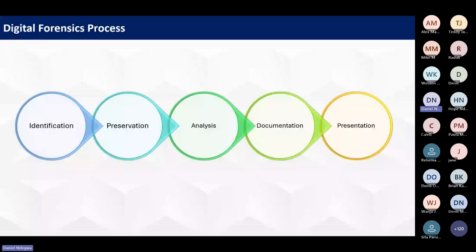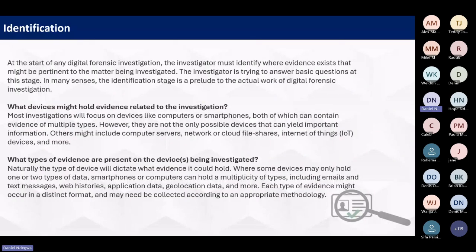So for identification, spend a lot of time and collect as much information as possible, even if that information at this time may not look like something you need, because you don't know if you're going to require it once you get to the analysis stage. Identification has 2 key steps. First, what devices may hold evidence related to the investigation? Be it computers, smartphones, and the rest: IoT, network, cloud shares, servers on the network, all those things. So you need to identify what devices can hold evidence related to the investigation.